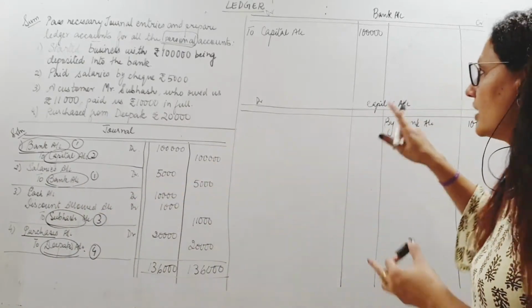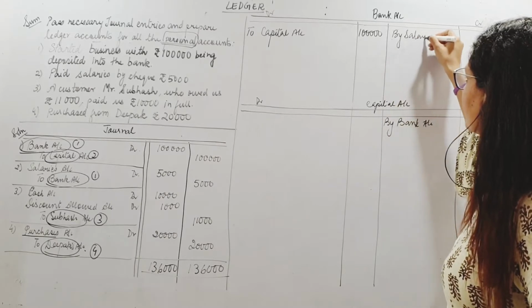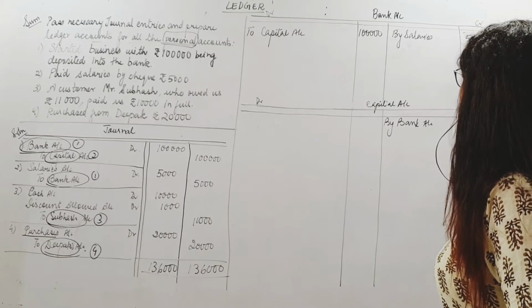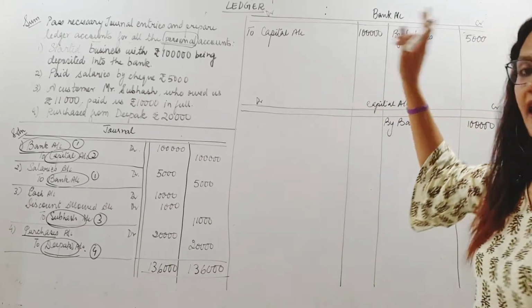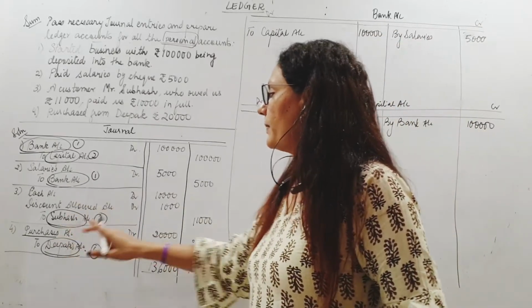Bank se paisa ja raha hai, asset ka. And which is the corresponding debit? Salary, because we are paying salary through check. So 5,000 gone out of 1 lakh that I had deposited. Correct? Now, next is Subhash account.